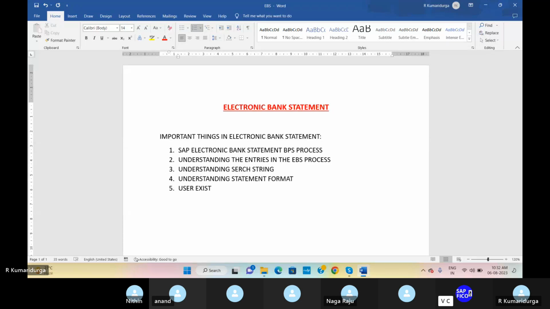Then the next one, understanding the algorithms of EBS.